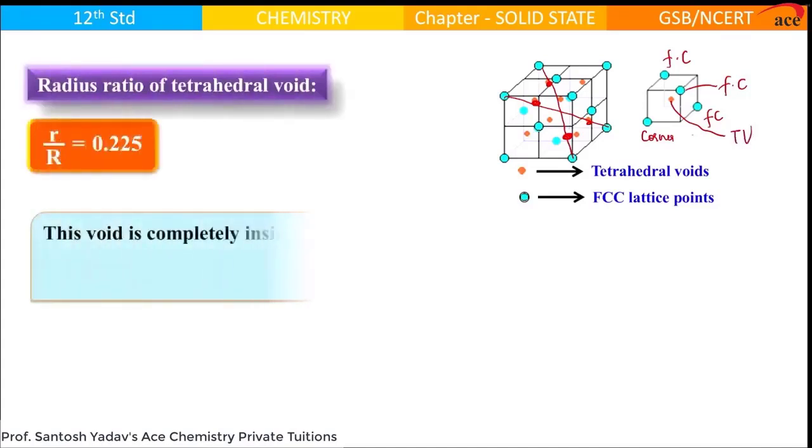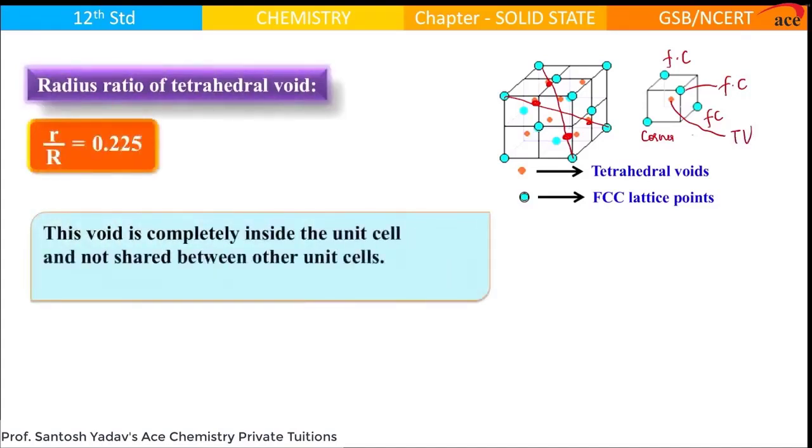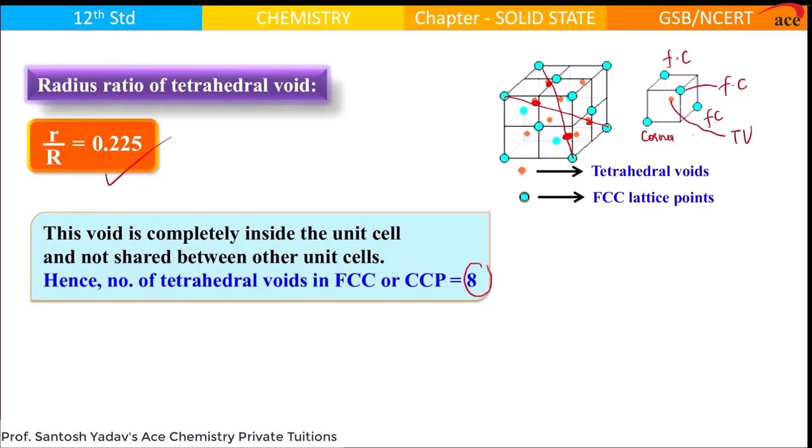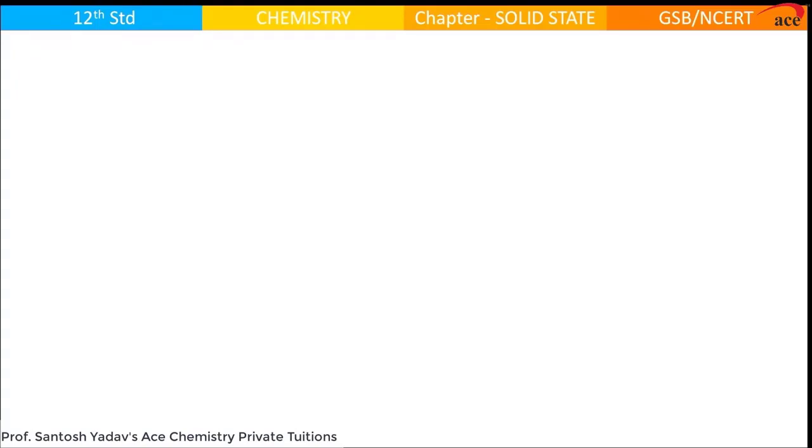By using trigonometry, we have found that the radius ratio of a tetrahedral void is 0.225, and there are how many tetrahedral voids? 8, and all of them are present inside the unit cell and are not shared by any other unit cell. Therefore, the number of tetrahedral voids in an FCC or CCP unit cell is 8.